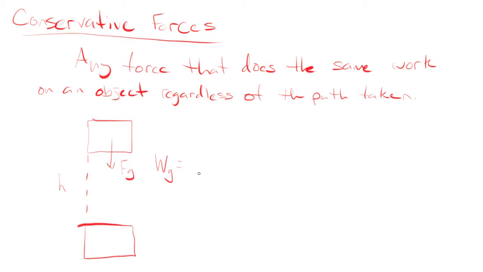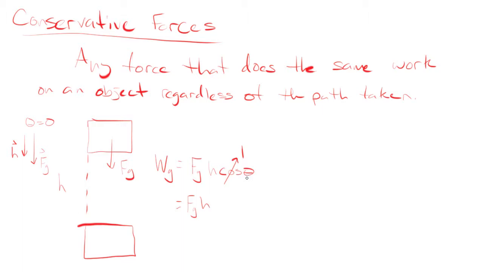All right, so our definition of work is a force times distance. Our force is gravity. Our distance is h. And then we add in the cosine theta, where theta is the angle between the two vectors, the displacement and the force. In this case, theta is 0. So that cosine term, cosine of 0, is just 1. So the work done by gravity is Fg times h.